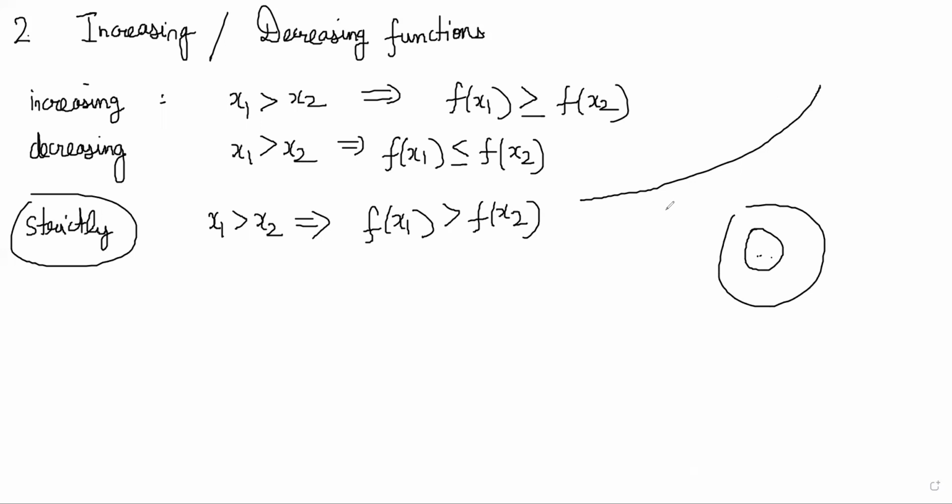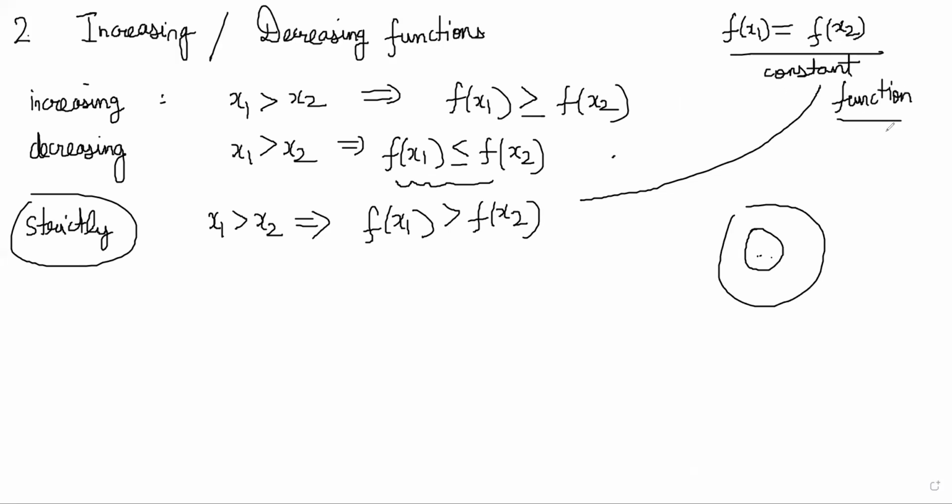I mean, we wrote greater than or equal to and less than or equal to, so equal to comes in both of them. He's saying if f x1 and f x2 are equal, then how will we say if it's increasing or decreasing? There's overlap. If it is always f x1 equal to f x2, then it will be a constant function. A constant function is neither increasing nor decreasing. In that case, it will be neither increasing nor decreasing.